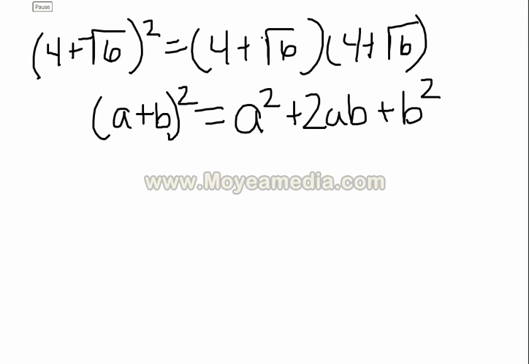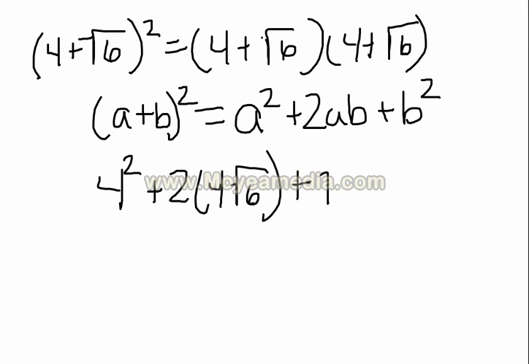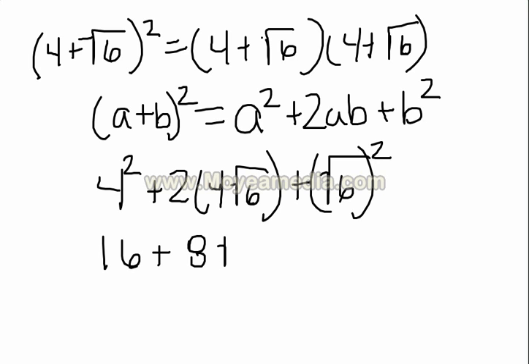And remember, we learned this when we were factoring because it made it easy to factor if we could recognize something was in this format. So if we remember that, we can use the pattern to figure out what 4 plus radical 6 squared is going to look like. It's going to be 4 squared plus 2 times 4 radical 6 plus radical 6 squared, which is going to give us 16 plus 8 radical 6 plus 6, so 22 plus 8 radical 6.